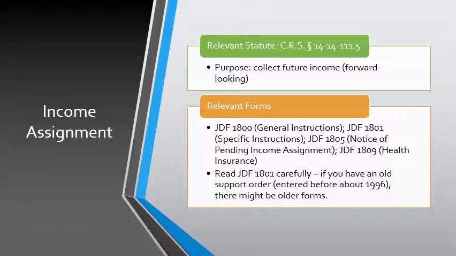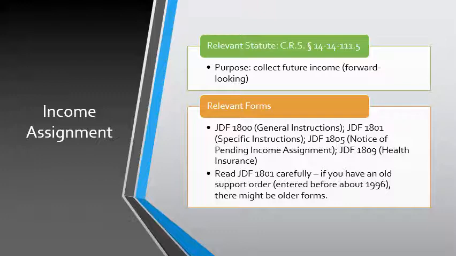For this one, you want to look very carefully at Form 1801. That provides specific instructions on collecting an income assignment and filing for one. There is a separate form for a notice of income assignment. It's a federal form. That form is included with the materials. And then there's also JDF 1805 and 1809. 1809 is if there's a health insurance issue. And just to be clear, you want to make sure you're reading 1801 very carefully.